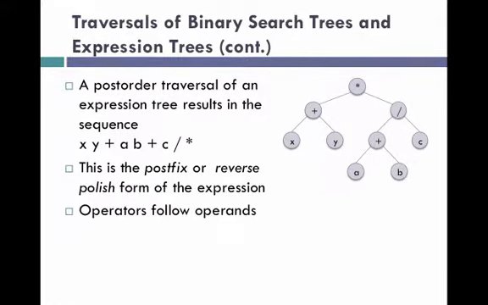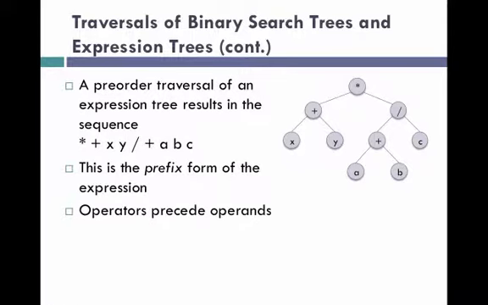Now, a post-order traversal of an expression tree results in the following sequence, and this is the postfix or reverse Polish form of the expression, where operators follow operands. And a pre-order traversal of the expression tree gives the following form, and this is the equation in prefix form, where the operators precede the operands. So for our expression trees, these three different traversal patterns give us the different kinds of expressions in terms of prefix, in-order, or postfix form. And that's the end of this slidecast.